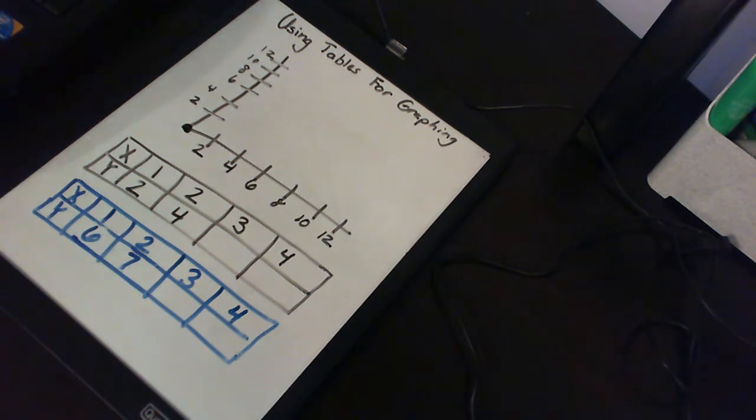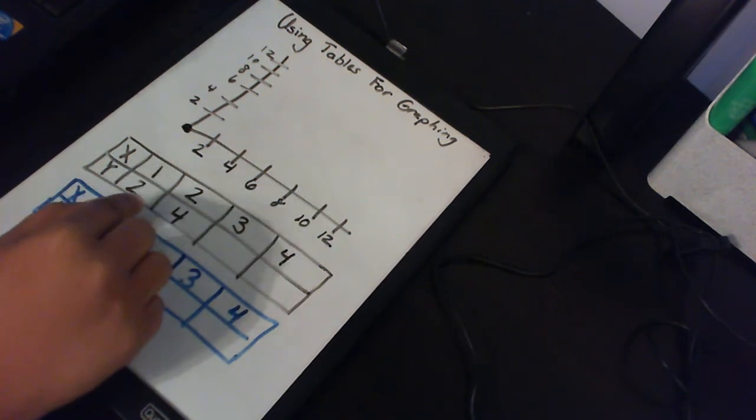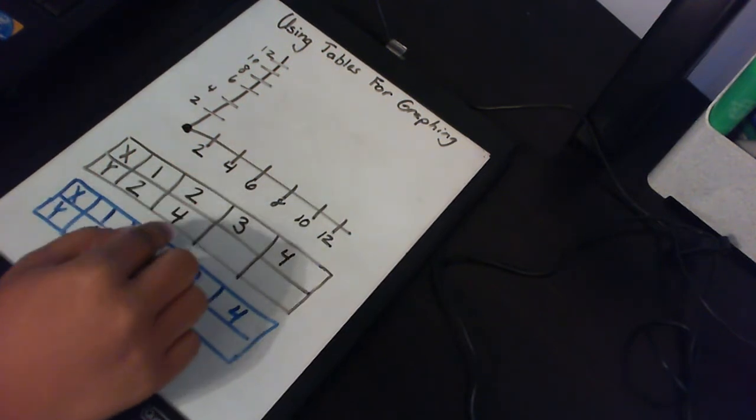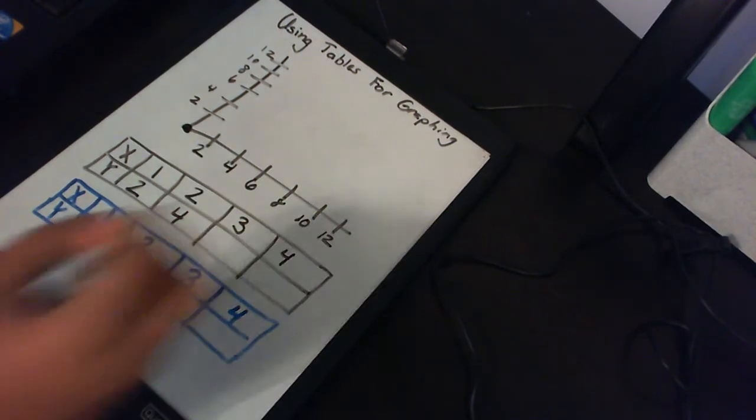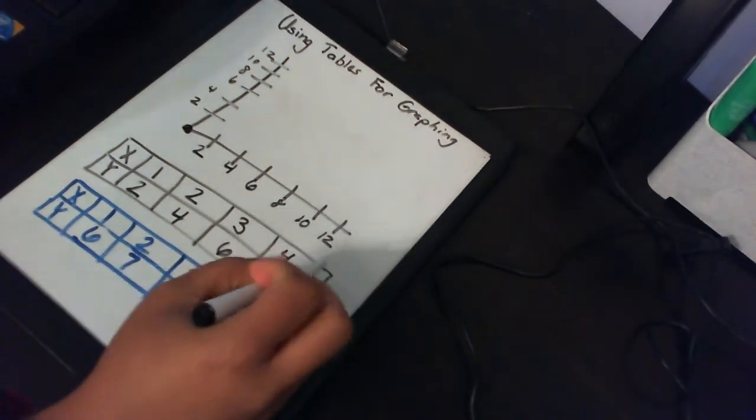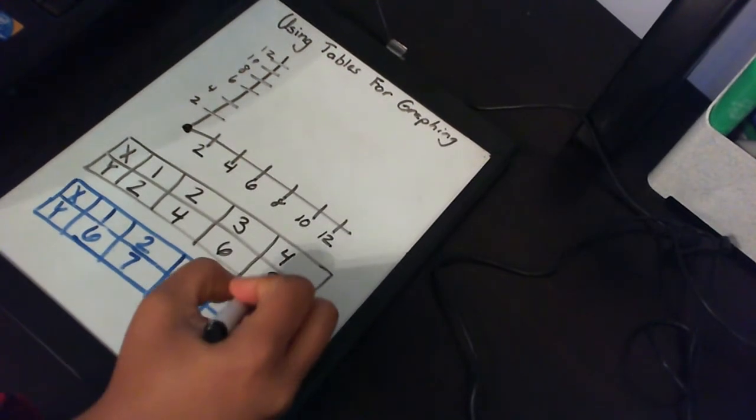2, 4. Oh, I think I see a pattern because 1 times 2 is 2. 2 times 2 is 4. So this must be 3 times 2, and 3 times 2 is 6. And this must be 4 times 2, which would be 8.